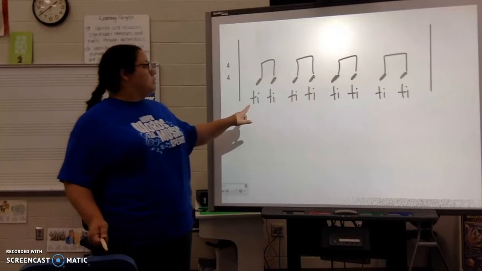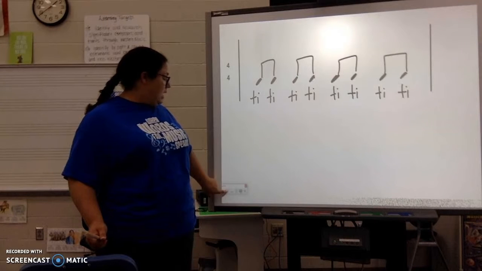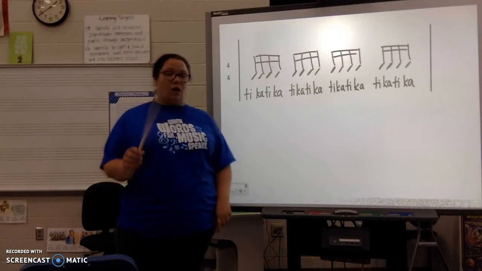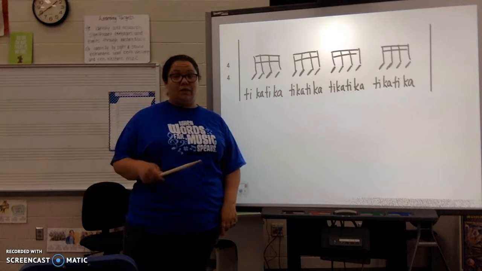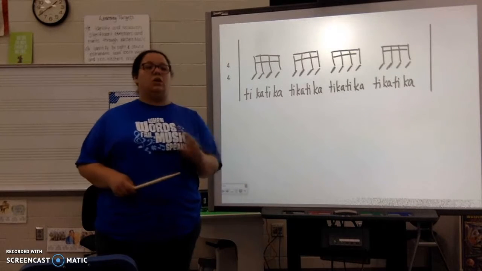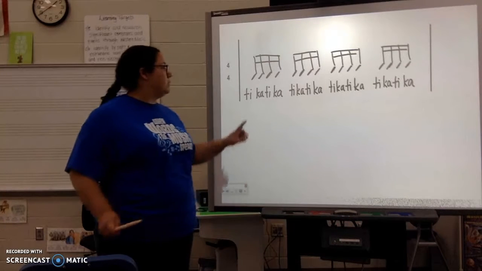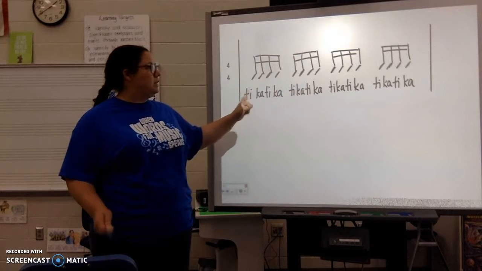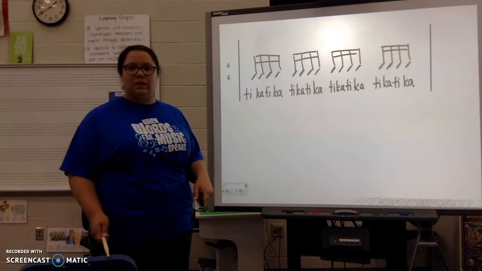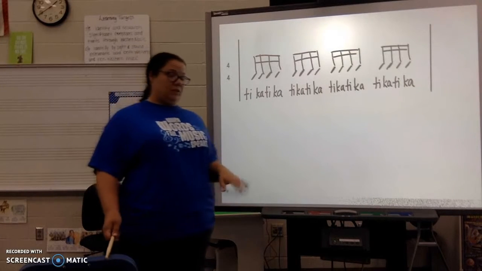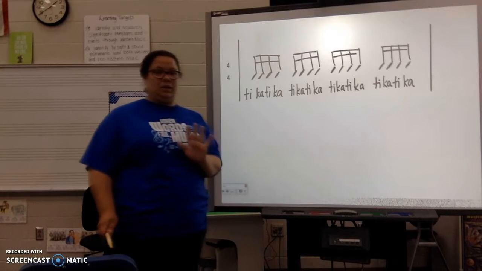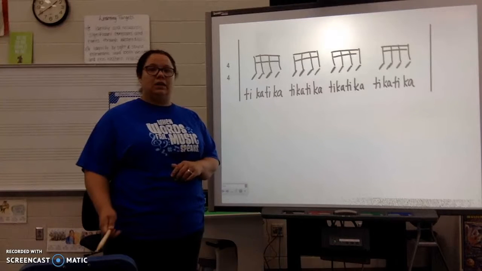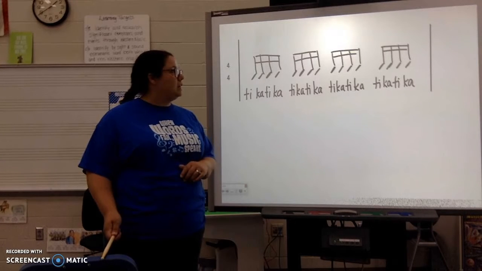Okay? So let's move on to our 16th notes. Now with our 16th notes, our drumstick moves a lot faster because we now have 4 notes for every 1 beat. Okay? So listen to me say it first with my drumstick. Tika, tika, tika, tika, tika, tika, tika, tika. Okay, we're going to slow it down so it goes a little bit slower. Okay, listen to me one more time. Tika, tika, tika, tika, tika, tika, tika, tika.